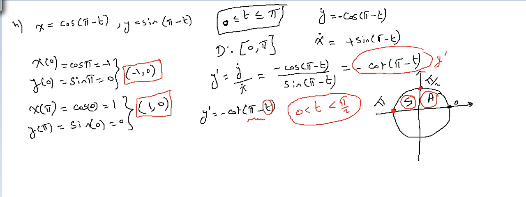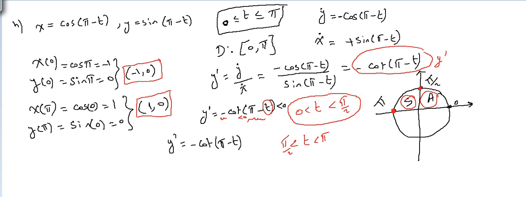So only sine is positive, then the cotangent is negative, and the derivative is minus a negative cotangent. Since a negative cotangent multiplied by minus gives a positive, then we have a positive derivative. This means at this part from 0 to pi by 2, the function is increasing. Y prime again is equal to minus cotangent of pi minus t, right? And now t is between pi over 2 and pi.